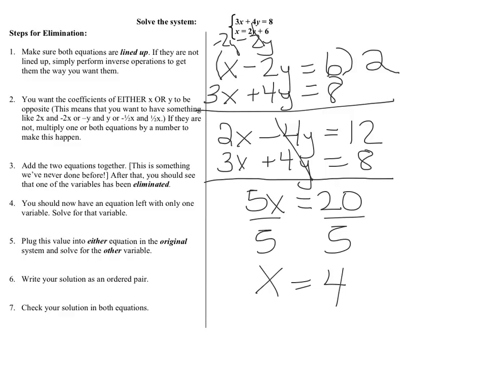So the next step right here, plug this value into either equation in the original system and solve for the other variable. So I'm going to take this and I can plug this 4 in for x right here. I can plug it in for x right here. Basically either one, it doesn't matter. I think it's going to be easier to put the x right here in the bottom equation. So that's what I'm going to do.